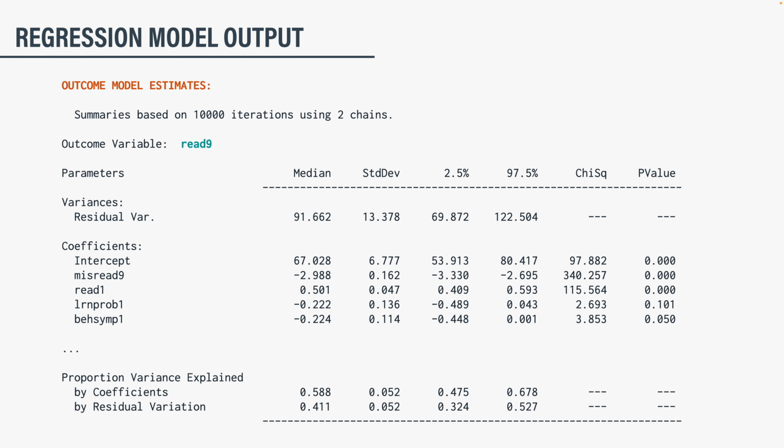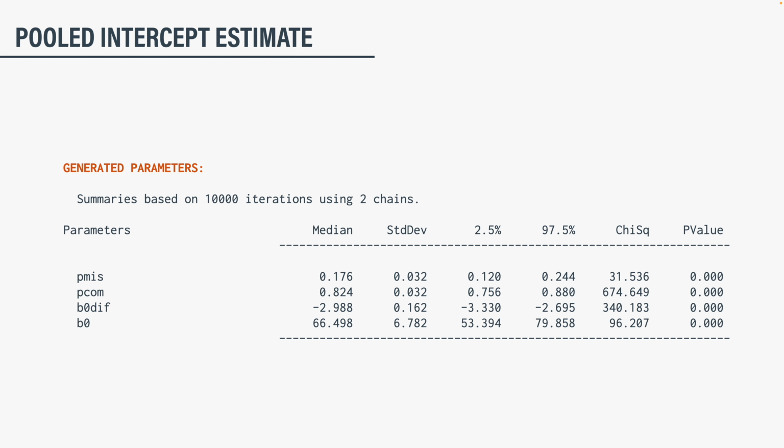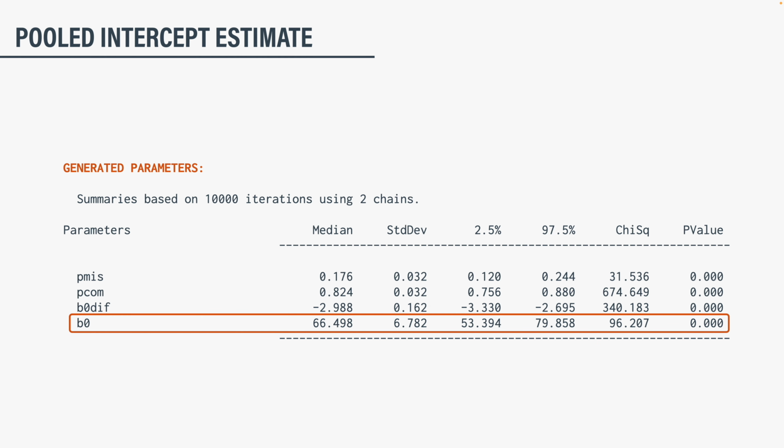This is the summary table for our focal regression model. Remember that the intercept and the mean difference are not the parameters of interest. Rather, these parameters define the subgroup means. A standardized mean difference of 0.20 converts to about a 3-point difference on the raw metric. The generated parameters table now shows the pooled intercept estimate that averages over the missing data patterns.